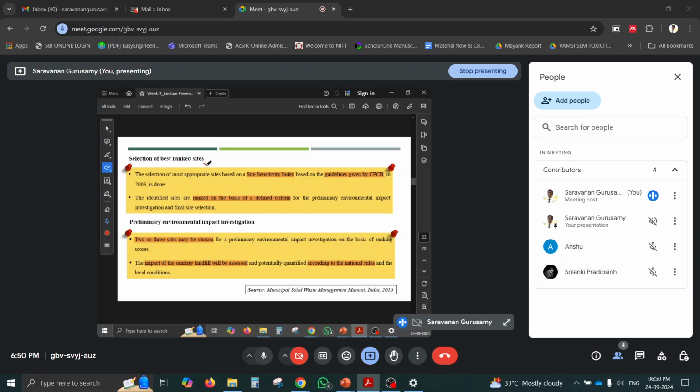Then selection of the best ranked site. This is based on the site selectivity index. It's very important, the site selectivity index. This is the index based on the guidelines given by the CPCB, which will be used to select the most appropriate site. The ranking is based on the defined criteria we discussed earlier. Then we have to do a preliminary impact assessment for the selected 2-3 sites. The impact of the sanitary landfill will be assessed according to the national rules and local conditions. So we have a proper Environmental Impact Assessment Act and rules, and based on that we can identify the impacts.